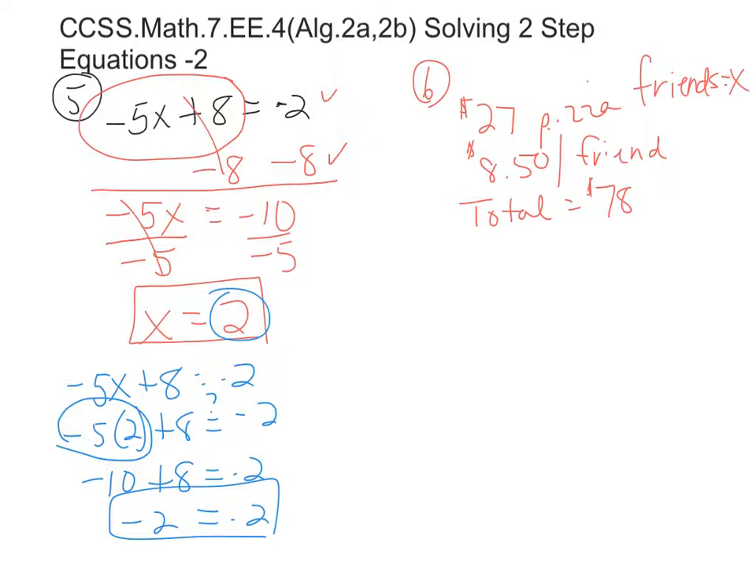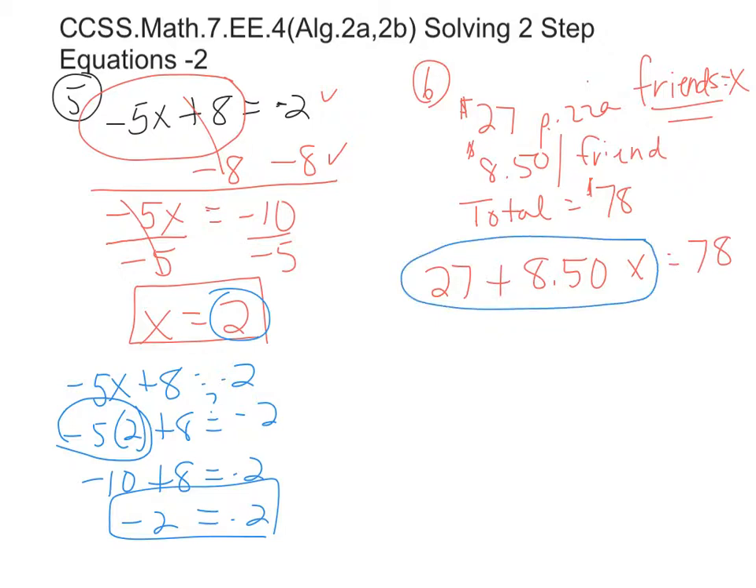So let's set it up. So we have $27 for the pizza plus $8.50 per kid, and the friends are called x. And the total bill was $78. So we're changing the words into numbers, as we often do. So now we have a 2-step equation, and we're going to be starting off with the x side, or the variable side. And we're going to take care of the constant, which is 27. So you're going to subtract 27 on both sides.